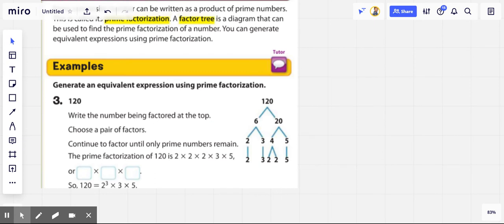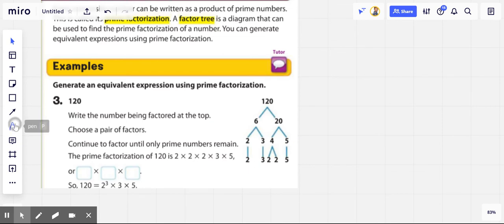120 is here. Choose a pair of factors. Well, 6 and 20 are factors of 120, so they chose those two. Continue to factor until only prime numbers remain. So they factored out 6: 2 times 3 is 6. And for 20, 4 times 5. Well, 2 and 3 are both prime numbers, but 4 is still a composite, so they had to split up the 4 into 2 and 2. So the prime factorization of 120 is 2 times 2 times 2 times 3 times 5.